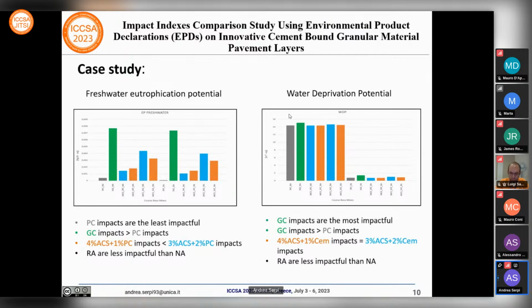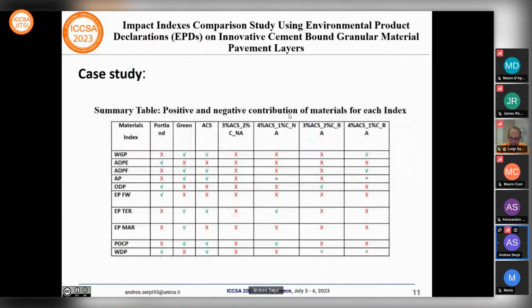Finally, water deprivation potential: we can clearly see that green cement impacts are the most impactful, and green cement impacts are greater than those of the Portland cement. In this case, the solution with 4+1 is equal to the combination of 3+2, and recycled aggregates are less impactful than natural aggregates. With the summary table, we can see the positive and negative contribution of material for each index, and we can see that the innovative solution with anhydrous calcium sulfate, in particular with the percentage of 4+1, is the better solution.